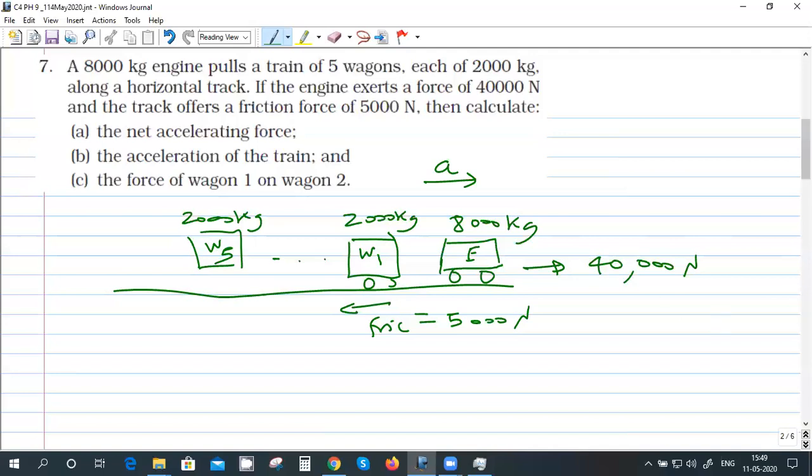So this is the first step, paraphrasing of the problem. The next step is to try to solve it. First thing is to find the net accelerating force. That is the first one.